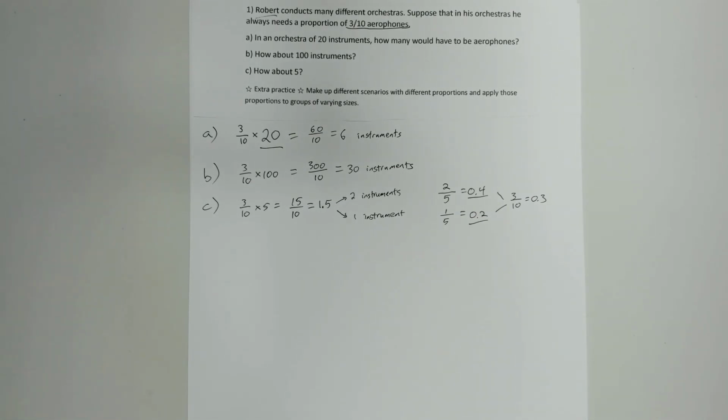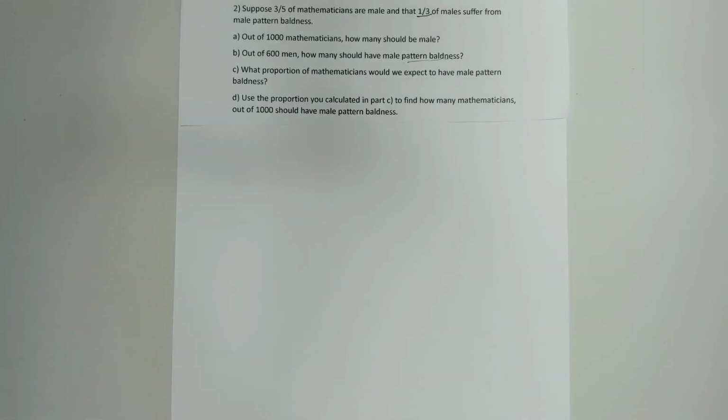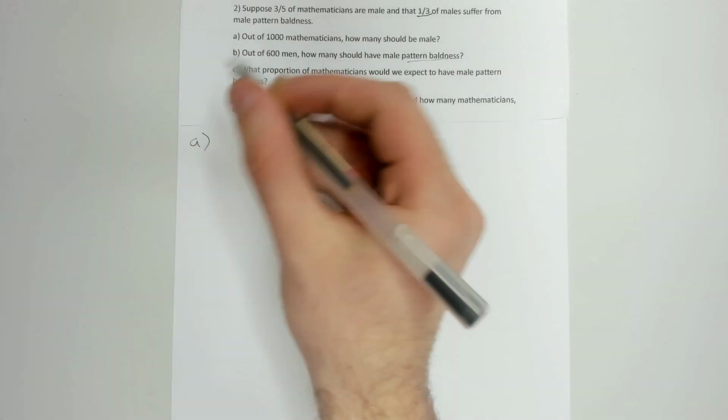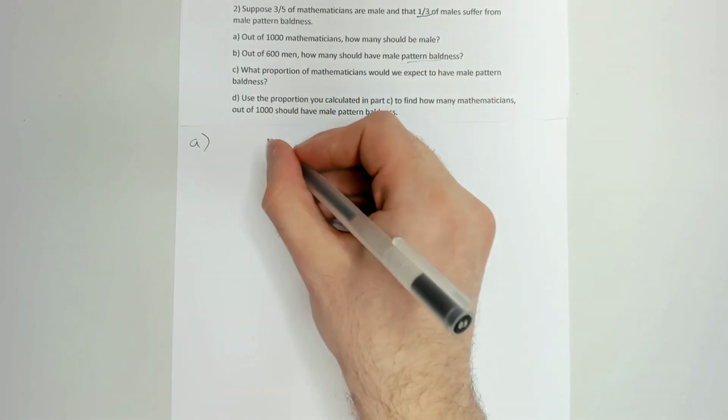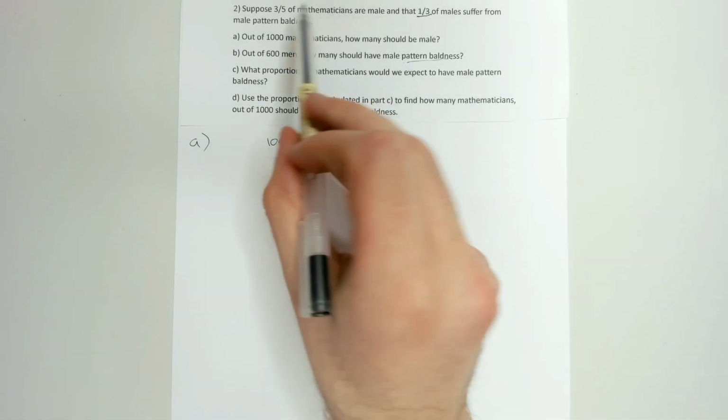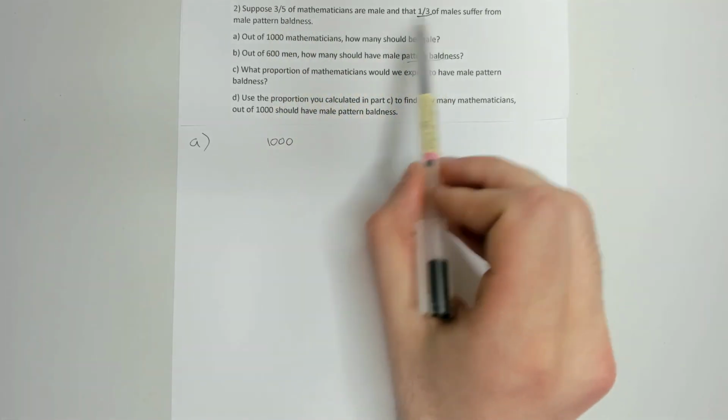Let's move on to question 2. All right, so question 2 says, suppose 3/5 of mathematicians are male and 1/3 of males suffer from male pattern baldness. So these aren't actually true numbers, but I just chose these numbers because, well, they work out nicely. So for the first question, it says, out of 1,000 mathematicians, how many should be male? So we're looking at 1,000 mathematicians, and we're going to want to apply some proportion to it. Well, we have two different ones to choose from. We have 3/5 and we have 1/3.